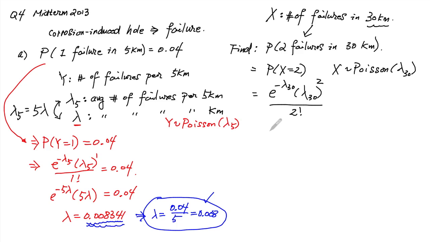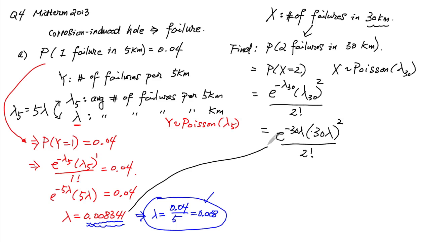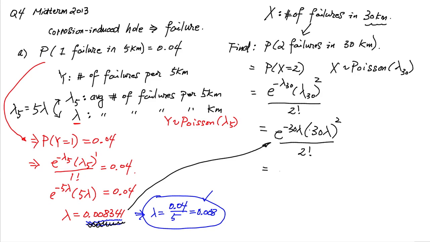So continuing here with what we wanted to find in the first place. E to the minus lambda 30 will be e to the minus 30 times lambda, the average failures per kilometer, times 30 lambda squared divided by 2 factorial. Sub in this lambda that we've computed here, and if you compute this, let's see, what number do I have? I end up getting 0.0244.